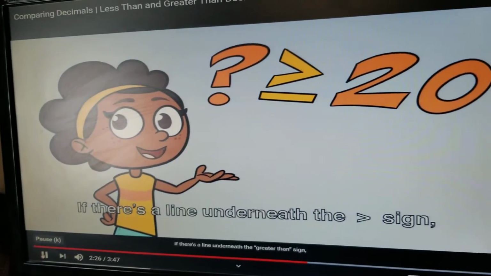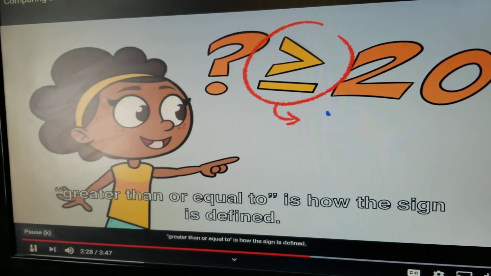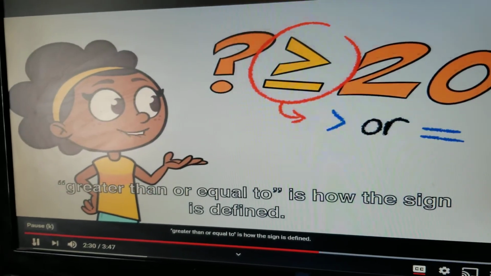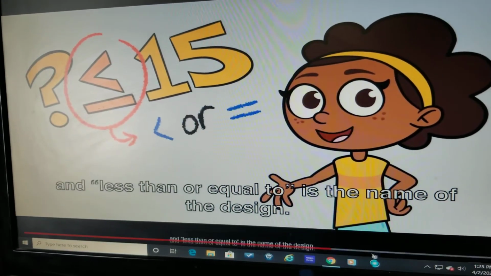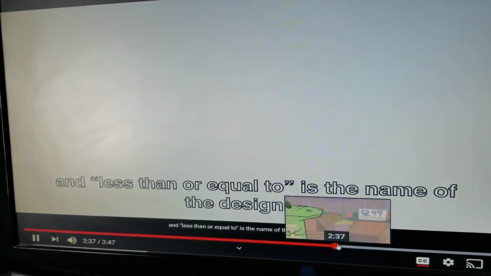There's a line underneath the greater than sign. Greater than or equal to is how the sign is defined. I'll write a line underneath the less than sign. And less than or equal to is the name of the design.